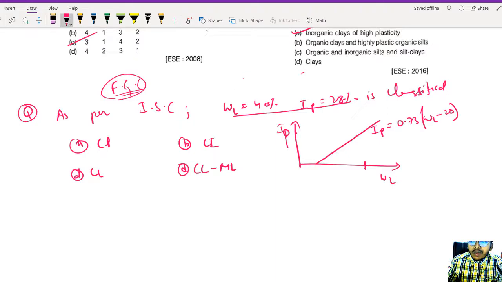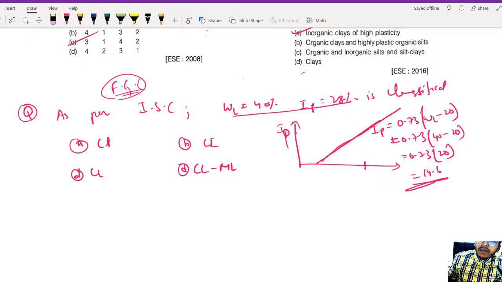Okay, but let us see what is the IP value for this line, as per this. So IP value for the A line is 0.73 into (water content 40 minus 20). So 0.73 into 20, it should be somewhere around 14.6, right? So you can see your IP value for the A line is somewhere around 14.6. So this point is 14.6. Now what was your IP of sand? Your IP of sand is 28, right? So obviously it is above the A line.